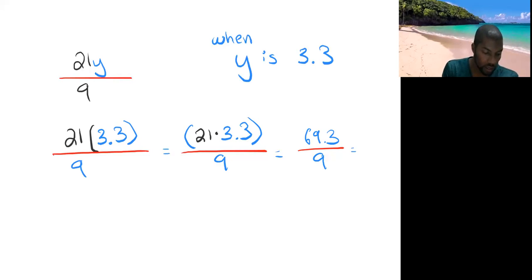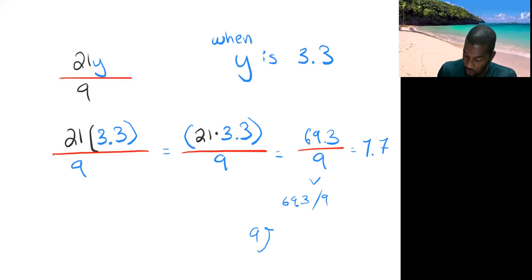And that's 7.7. And sure enough, that is my answer. Because this really translates into 69.3 divided by 9, or 9 goes into 69.3. All of those are saying the same thing. And the answer is 7.7. There you go. Let's try one more division problem because those are fun.